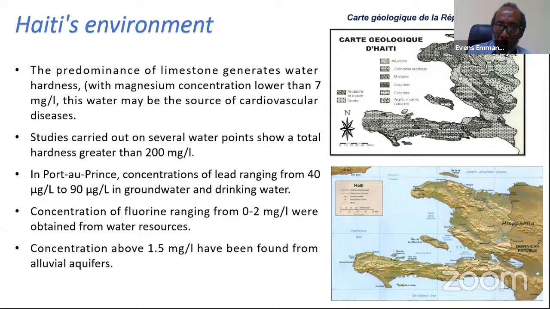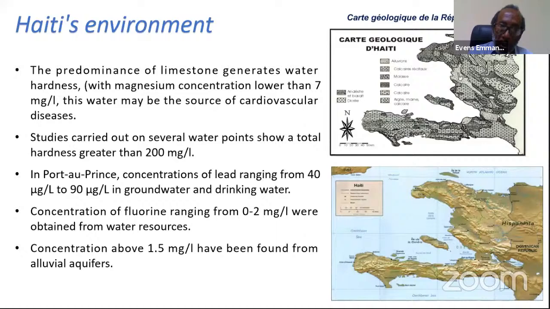Water hardness is constituted basically by magnesium and calcium. When the concentration of magnesium in hard water is lower than 7 milligrams per liter, there is a possibility to generate cardiovascular disease. And in the specific case of Haiti, this disease was the third cause of mortality in 2000, in Port-au-Prince particularly. Studies carried out at several water plants in Haiti show a total hardness of 200 milligrams per liter with a concentration of magnesium lower than 7.